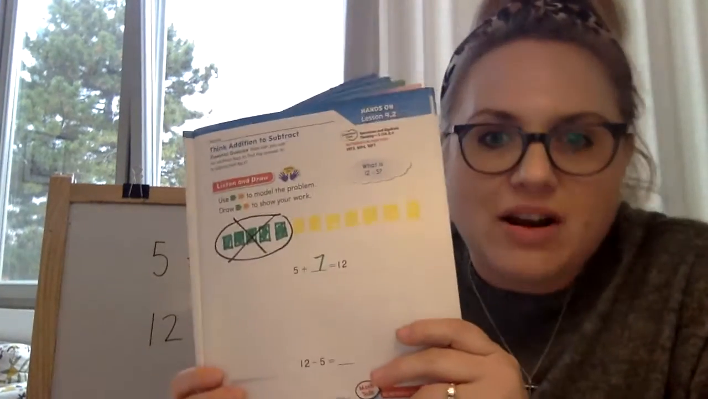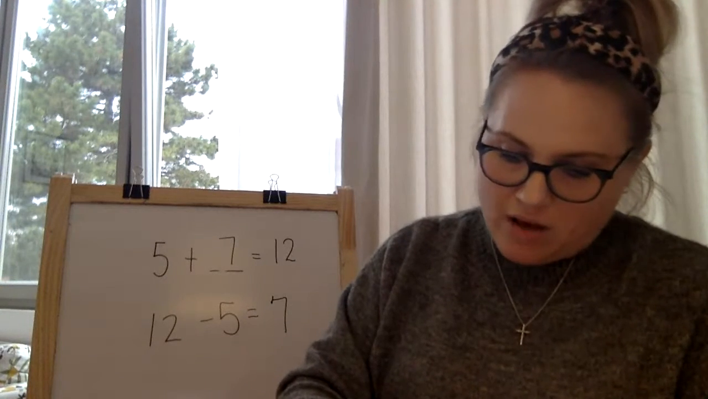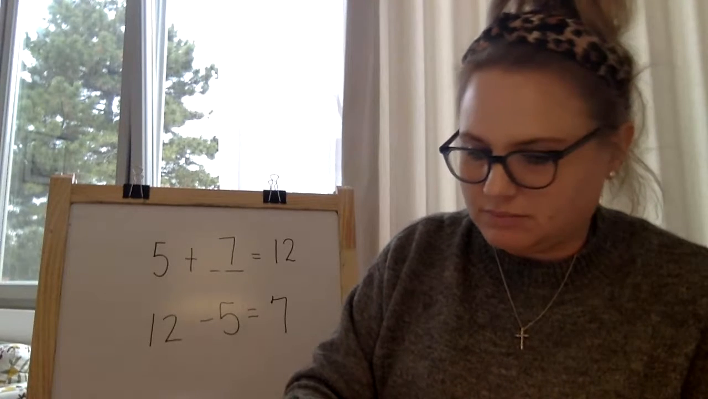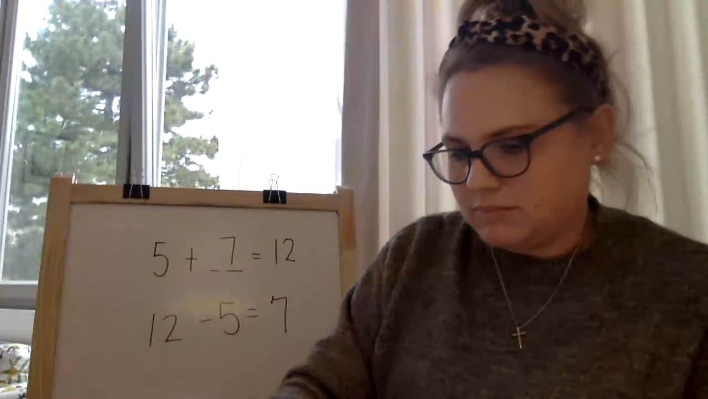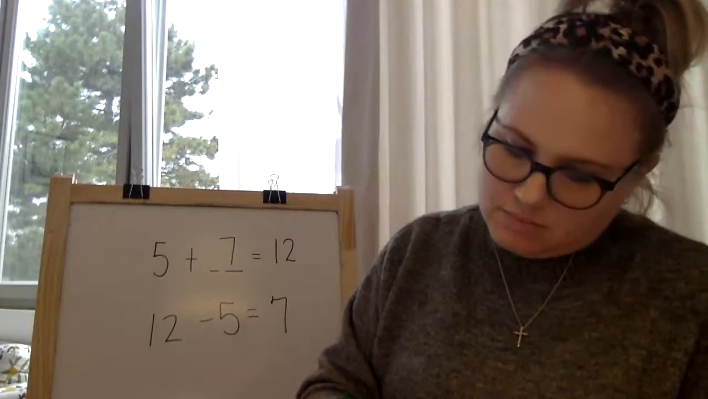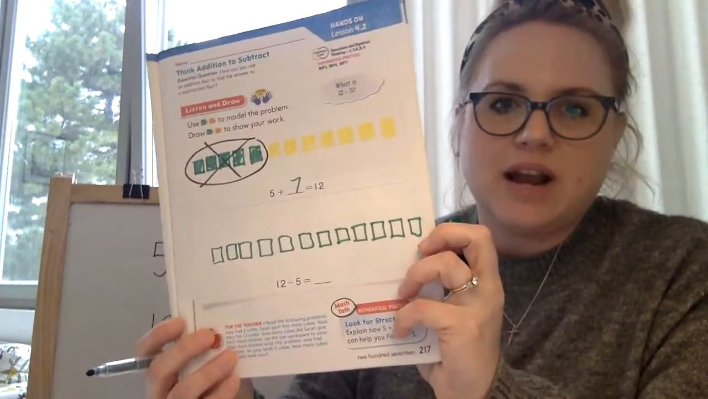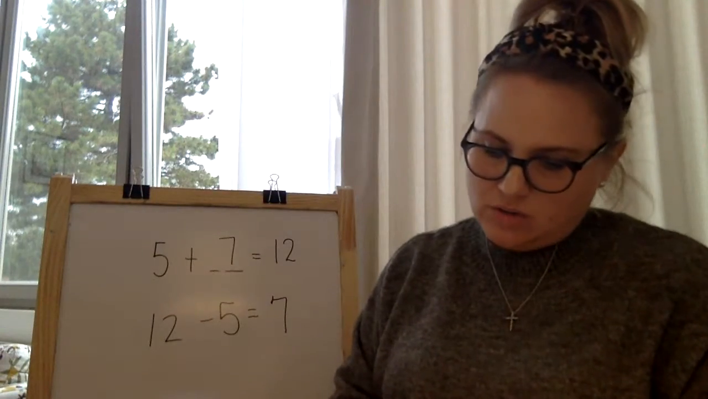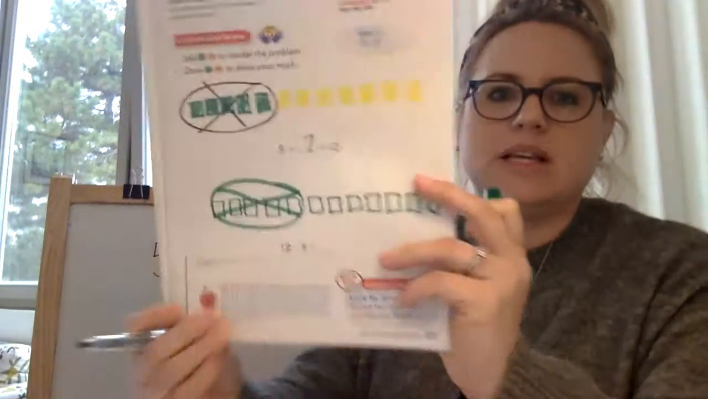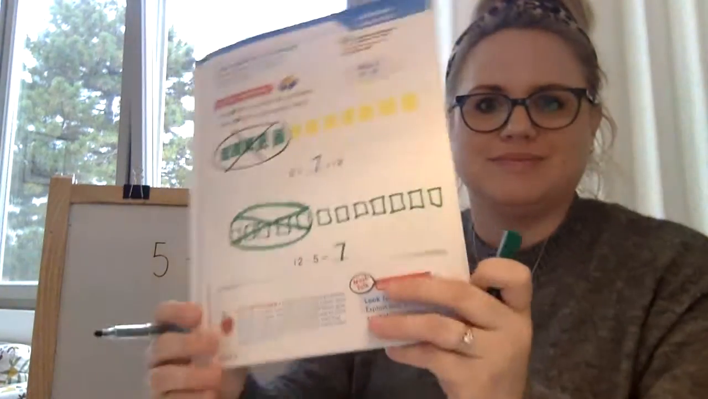Now, how would I draw that on my paper? Well, I could draw 12 squares. Okay, and then I could take away 5. 1, 2, 3, 4, 5. Either way, I get the same answer, 7.